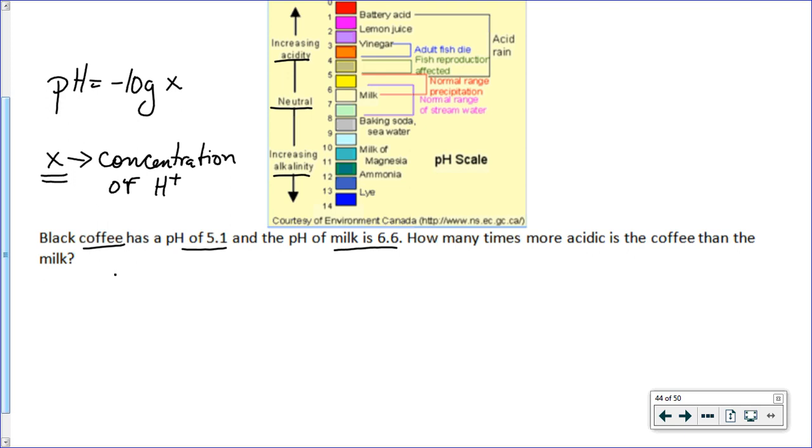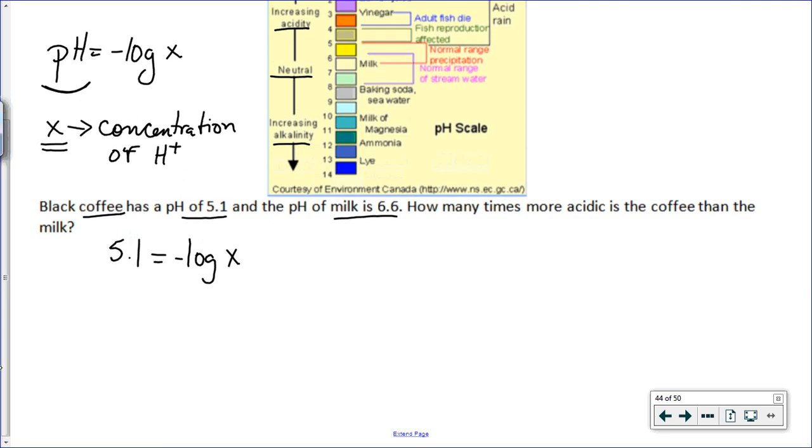So if I think about coffee, its pH is 5.1. That's this side of the equation, equals the negative log of x. So to find x, what I might do first is move that minus sign to the other side by dividing by -1. And now I would just exchange this logarithmic form for the exponential. So I know that the base is 10 when it's not written. So the value of x is 10 to the -5.1. And that's for coffee.